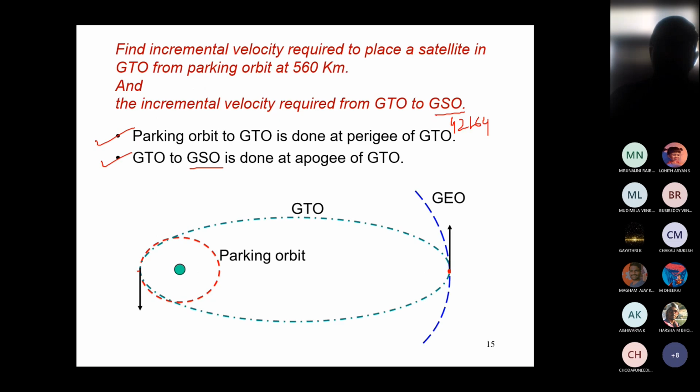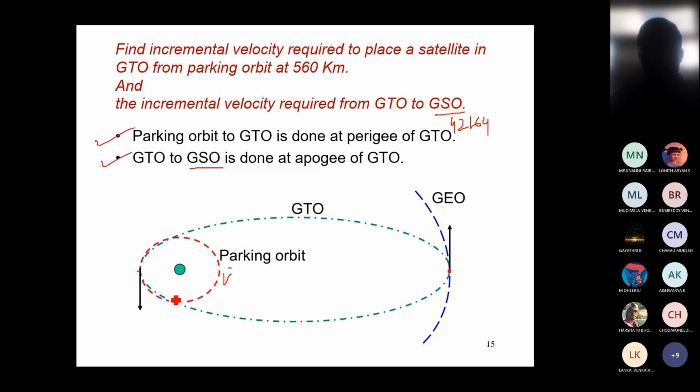As I said, first of all, when we are launching the satellite into parking orbit, we have to find what is the velocity at which the satellite will rotate in the parking orbit, which is a circular orbit. We have to find out this velocity by using the third law of Kepler, assuming the orbit is a circular orbit. That velocity we can represent as V.